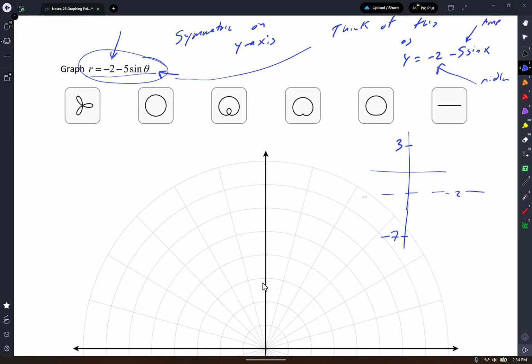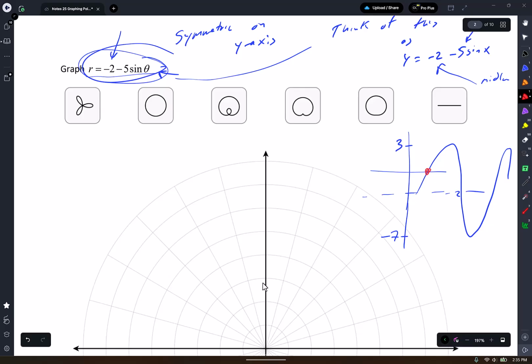What I want to know is, will this cross the x-axis or not? Will this graph right here, not the r equals, but the y equals negative 2 minus 5 sine x, cross the x-axis? You see the places where it crosses the x-axis? That's what creates the loop. So it's going to be one of these.